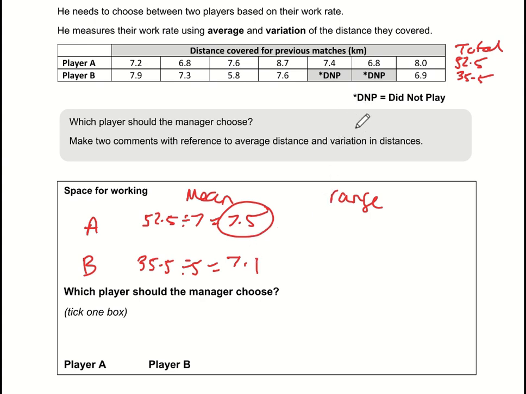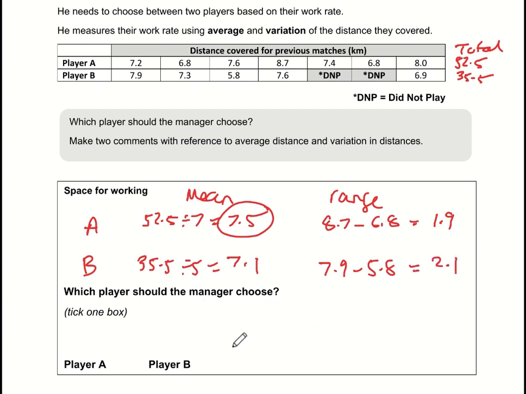Now let's have a look at the range. So remember, the range is the biggest minus the smallest. So for player A, it is 8.7 minus the lowest, which was a 6.8. So that is 1.9. And for player B, the highest value is a 7.9, and his lowest score was a 5.8. So that is a range of 2.1.